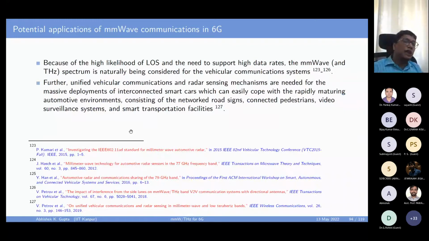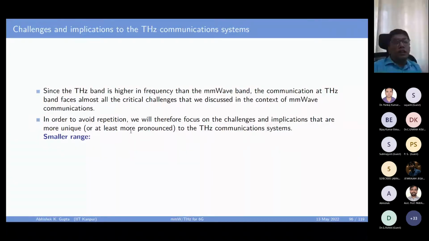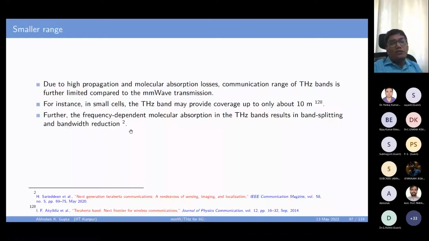Then I'm coming back to terahertz communication. Again, terahertz communication will have almost the same challenges and implications as millimeter wave. Apart from that, there are some other factors which we can see. One is that it will again have an even smaller range than millimeter wave. Sometimes it can only provide coverage up to 10 or 20 meters.